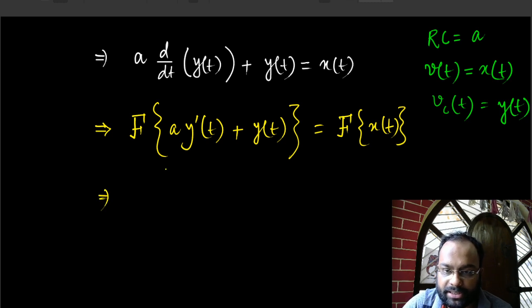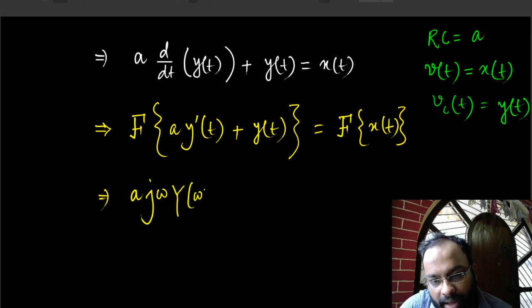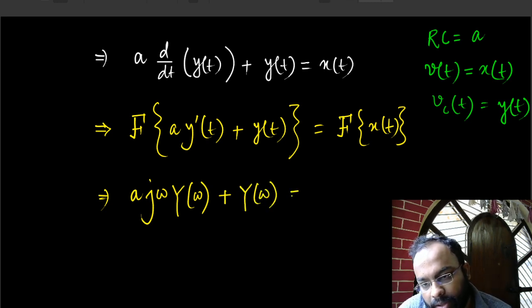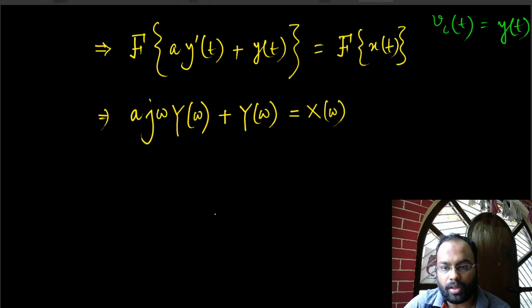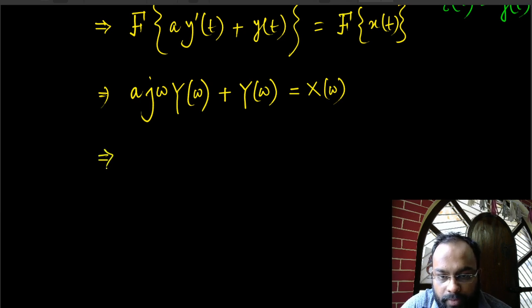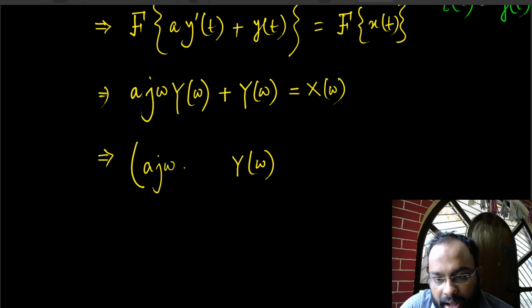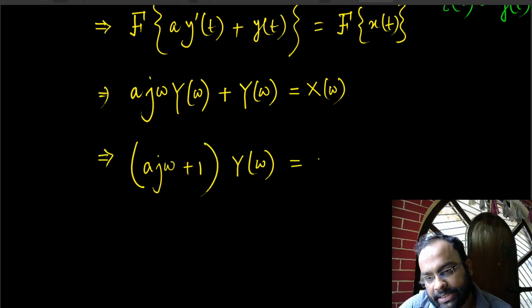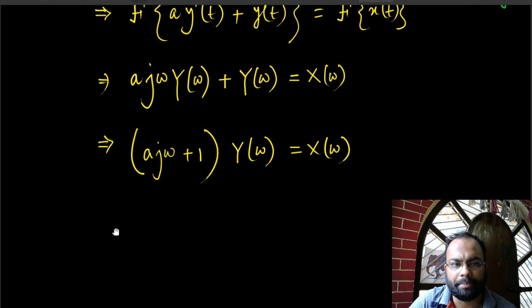If I apply this, what do I have here? I have A, and the Fourier transform of y dash t would be j omega Y omega, plus the Fourier transform of y t, which would be Y omega, and the Fourier transform of x t would be X omega. Then we can take Y omega common out of this, and we would have A j omega plus 1, that is equal to X omega. We're just doing simple calculation here, right?